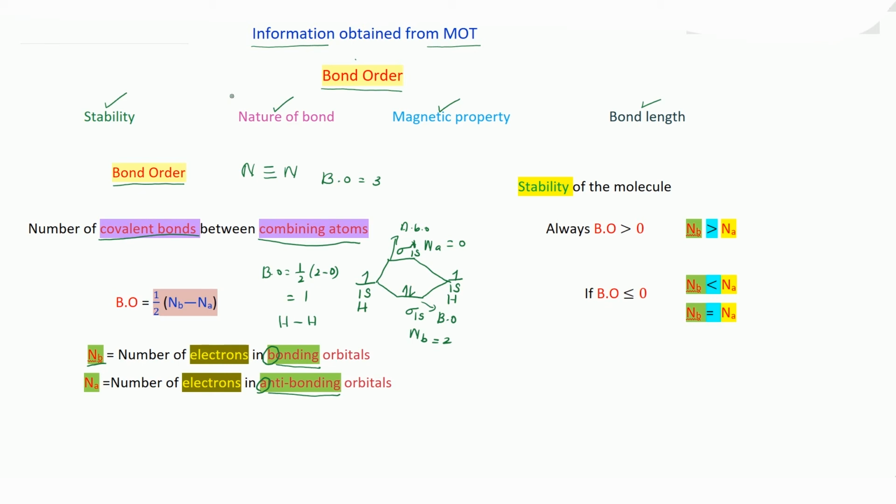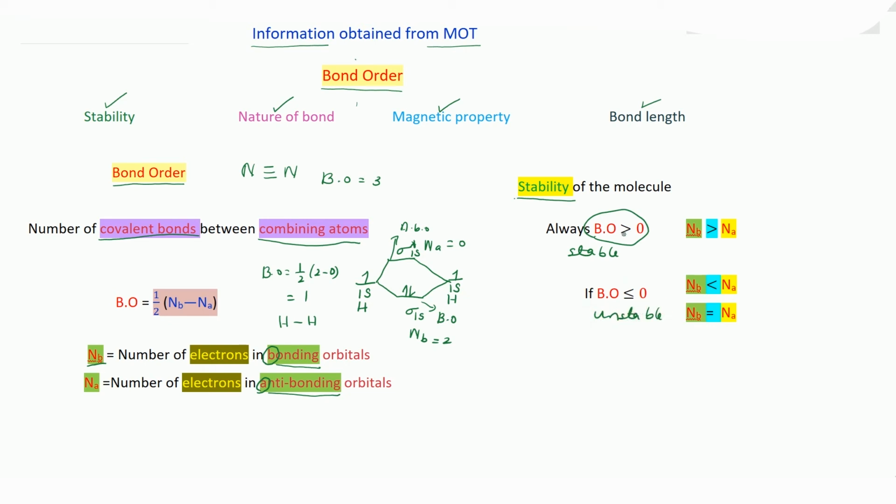From bond order we can easily know the stability of the molecule. When the bond order is greater than 0, then the molecule is stable. If the bond order is less than 0 or equal to 0, then the molecule is unstable.